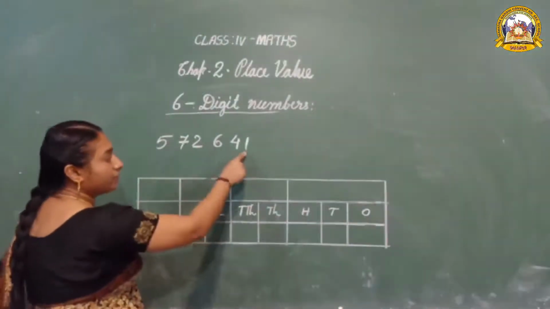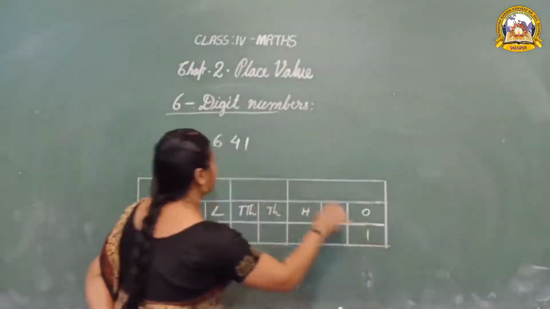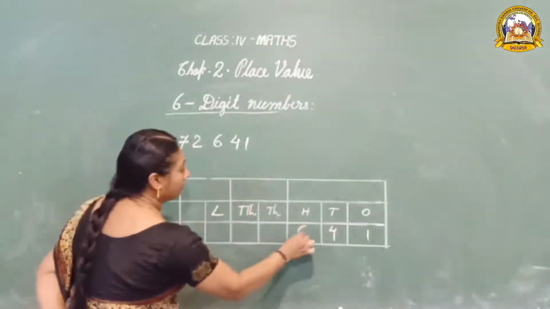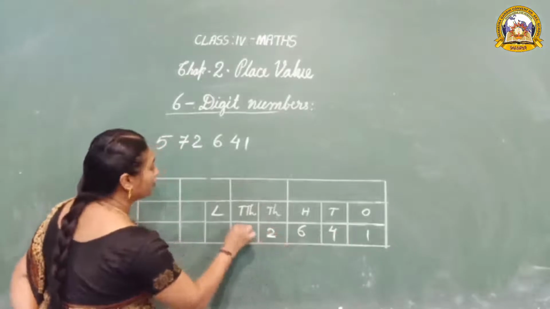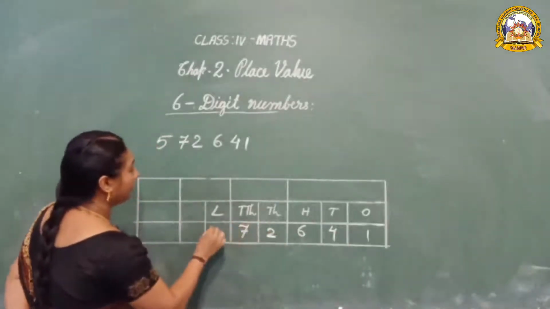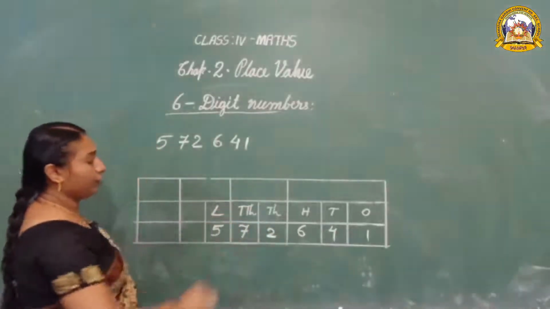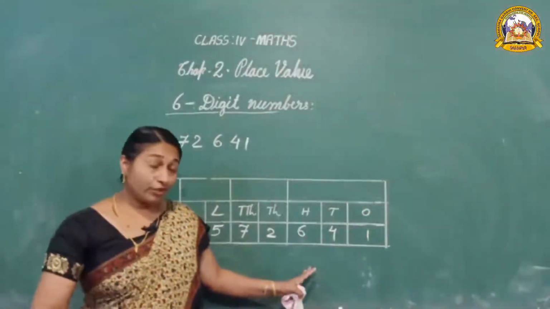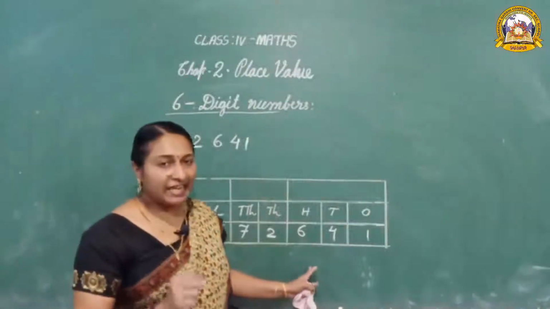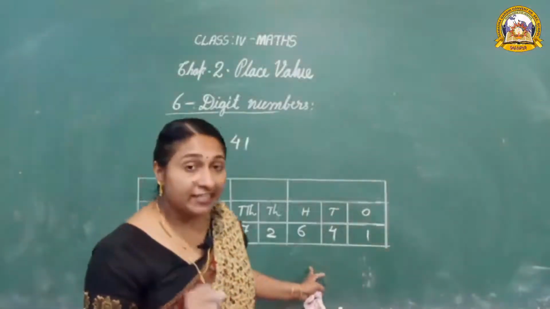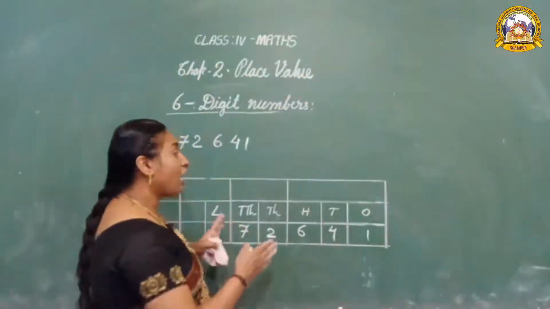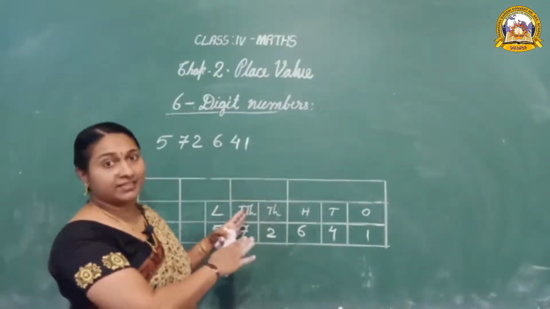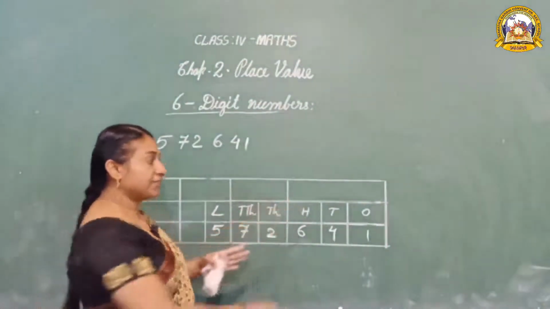How many ones? Only 1. Then 4, 6, 2, 7 and 5. Children, what should we do to read and write a figure very easily? Yes, we have to separate it into periods. How can we? Yes, you know.